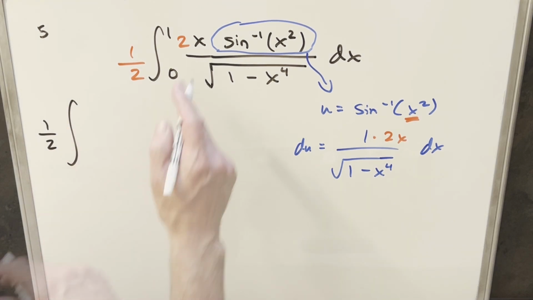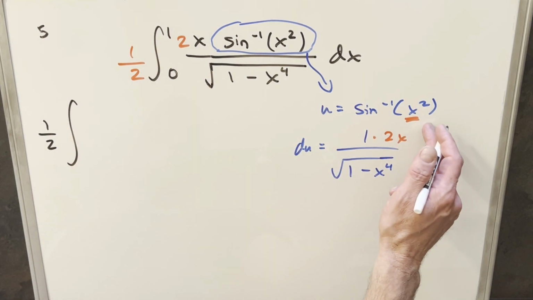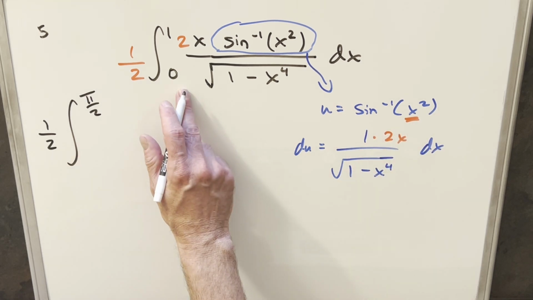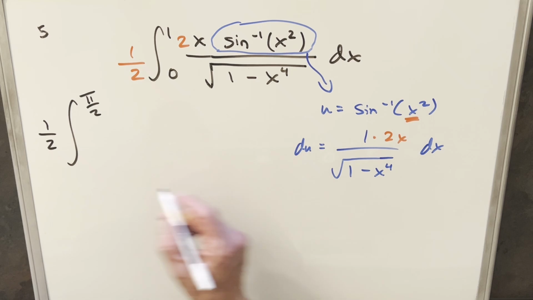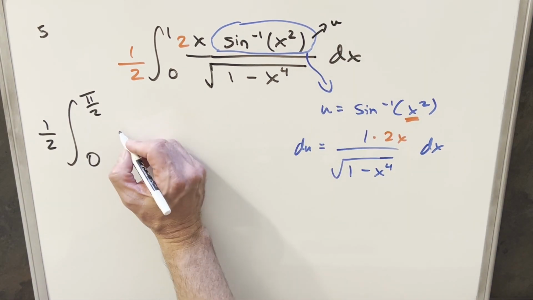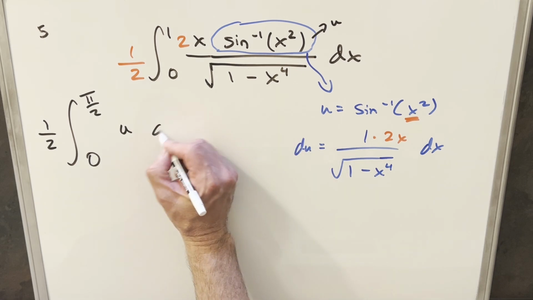We need to update our bounds. So first, plugging 1 in here, 1 squared is just 1, so arcsine of 1 is going to be pi over 2. Then taking 0, plug 0 in here, arcsine of 0 is just 0. Then the whole integral is really just going to clean up because this is our u, so we're integrating u, and everything else is du.